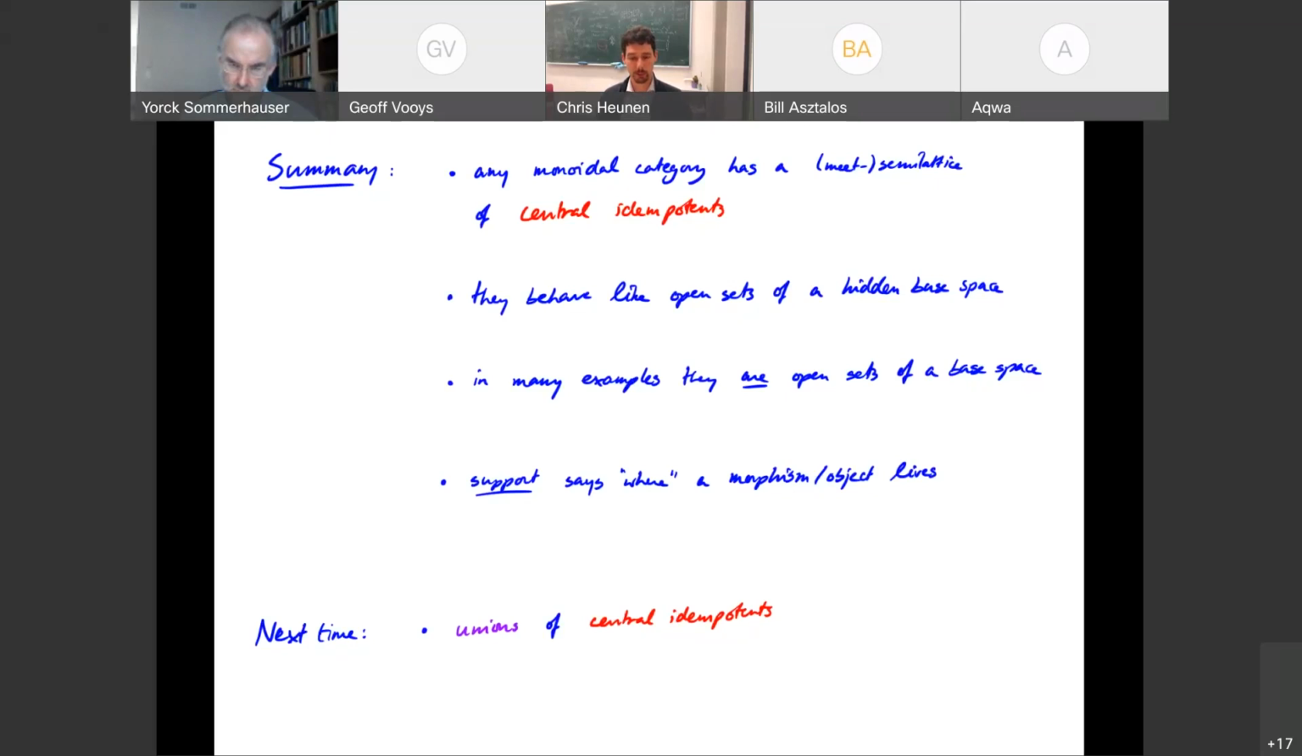So that's it for today. Next time we'll talk about, as I was saying, so far the central idempotents are just a semilattice. Yeah, you can take meets of them, but nothing else. What happens if you can also take unions, if there's an actual topological space there? So we'll give a construction that will formally add these unions to things so that we can pretend that they always existed in the first place. And we'll see how that behaves.